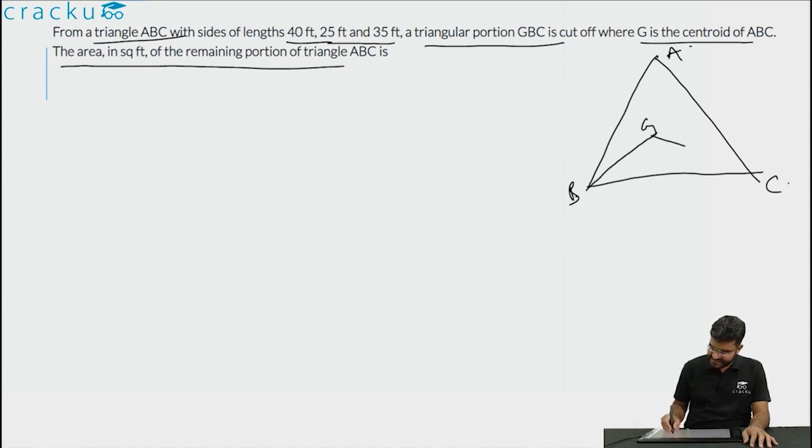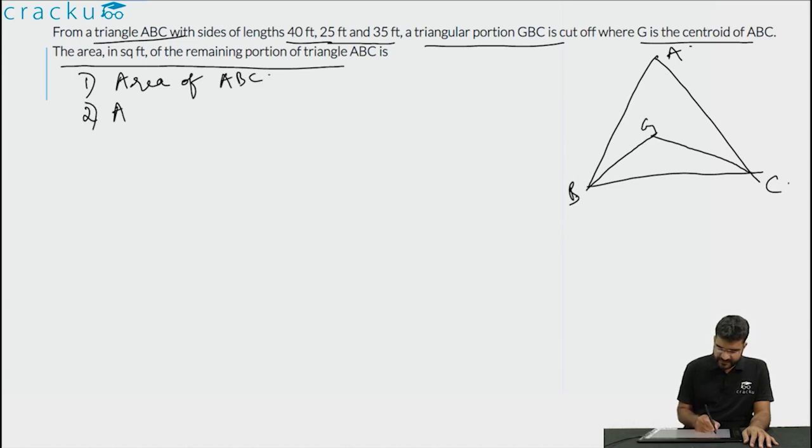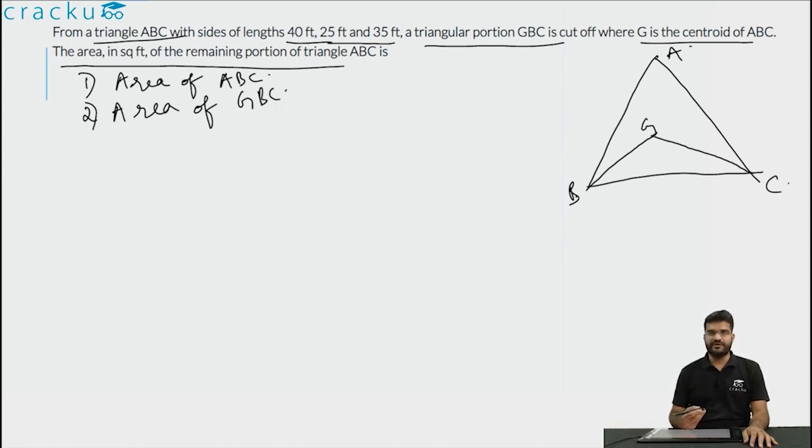It is mentioned that this triangle GBC is cut off and we are required to find out the area of the remaining triangle. So what we will do first is we will find out the area of the original triangle ABC. Then we will find out the area of triangle GBC, and then we will just subtract 2 from 1 to get the answer. Now finding out the area of ABC is very easy.